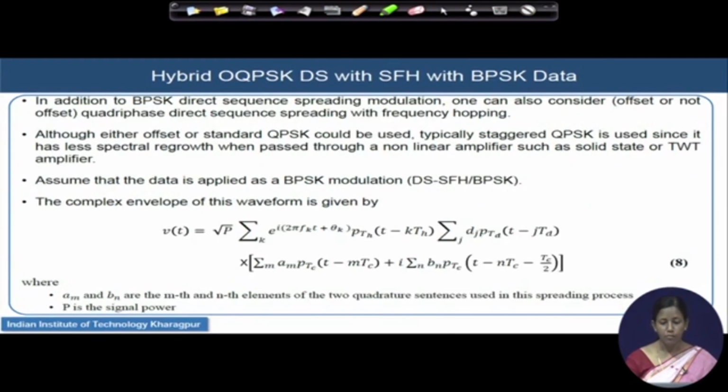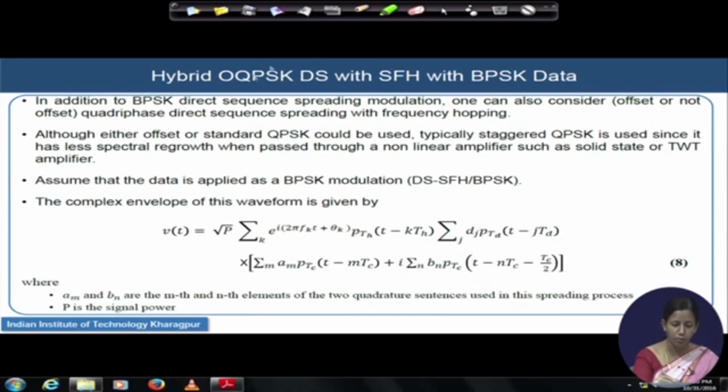So, processing gain wise we have gained a lot, and in addition to the BPSK direct sequence spreading modulation, some people also prefer to utilize QPSK direct sequence spreading with this frequency hopping, where the fundamental data modulation will be going on via BPSK, but the spreading will be done by the QPSK signals. And remember, we can utilize both the offset or non-offset standard QPSK modulation techniques for this spreading, but we prefer to go ahead with the staggered QPSK.